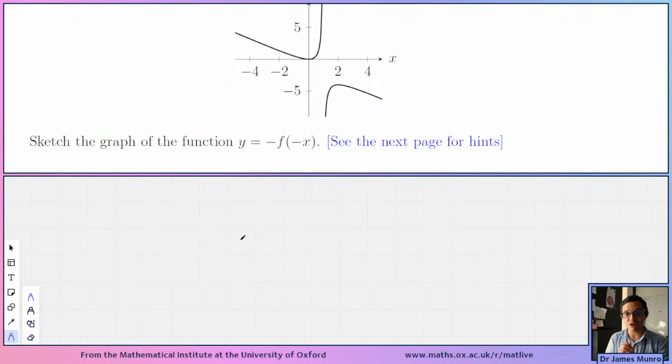Okay, new question. Here's f of x. The question wants us to sketch minus f of minus x. Do you think about what's happened after we've done some transformations? I mean, the question doesn't say transformations, but some transformations have clearly occurred. Okay.